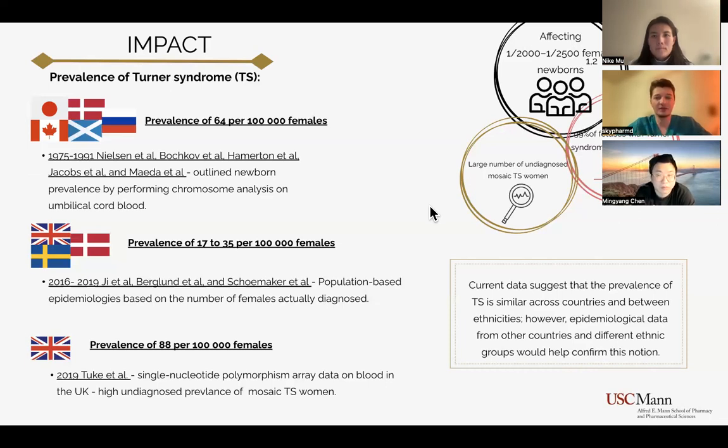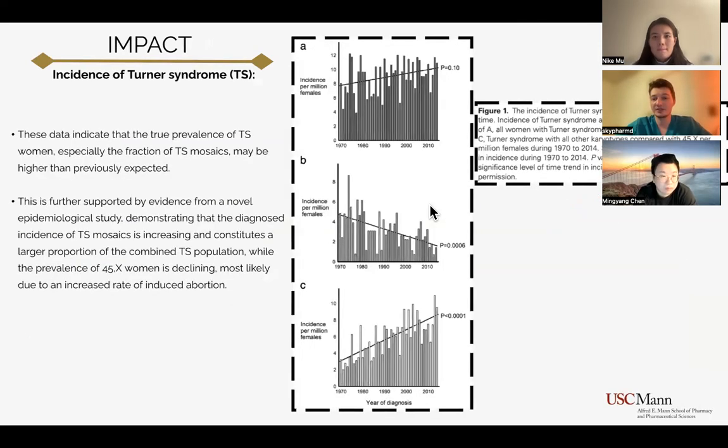Putting all these data points together, you can see that about 1 in 2,000 to 1 in 2,500 females or newborns are diagnosed with or affected by Turner syndrome. There is a large number of undiagnosed TS women. Some TS women, when they do genetic testing for this, tend to choose an abortion, which is not counted in these studies. Current data suggests that the prevalence of TS is similar across countries and between ethnicities. There is no data linking any ethnicity or age group to higher epidemiological data.